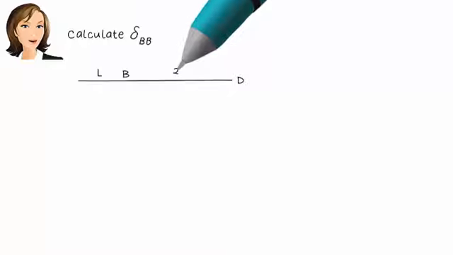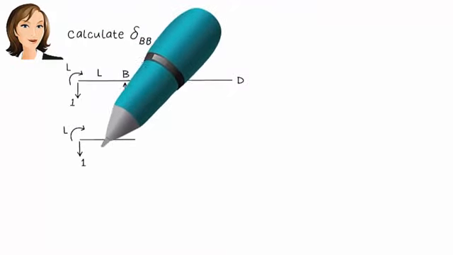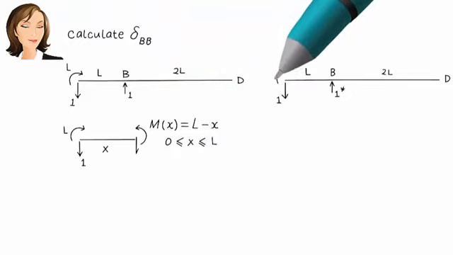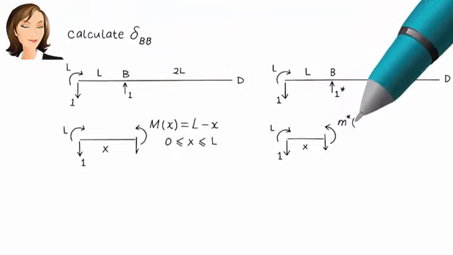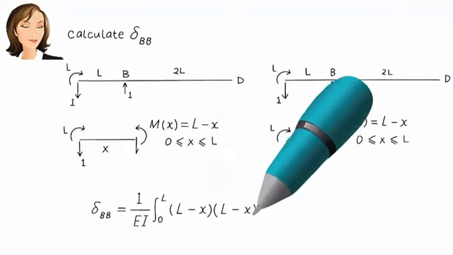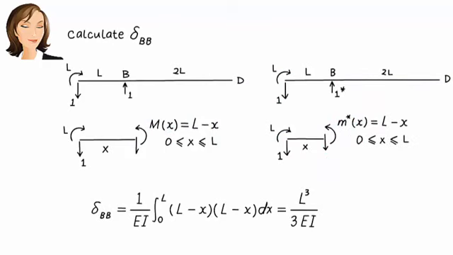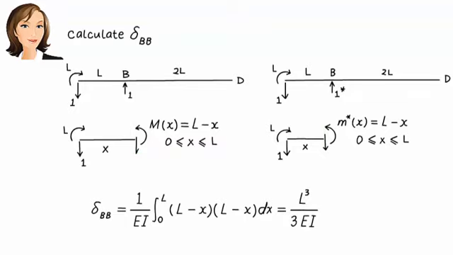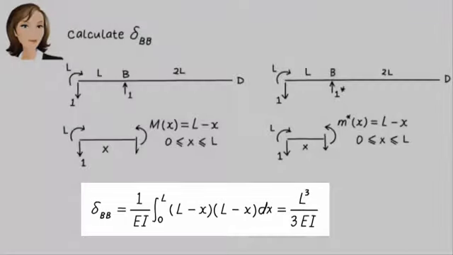This is vertical displacement at B due to a vertical unit load applied at B. Since the unit load and the virtual unit load are applied at the same point and in the same direction, m and m star are going to be the same. Here is the bending moment equation. And here is the equation for delta BB.